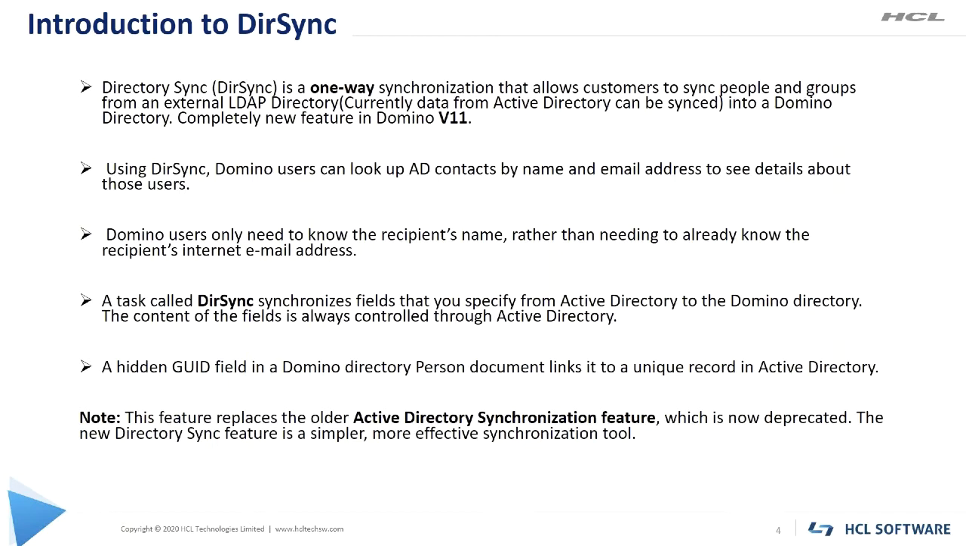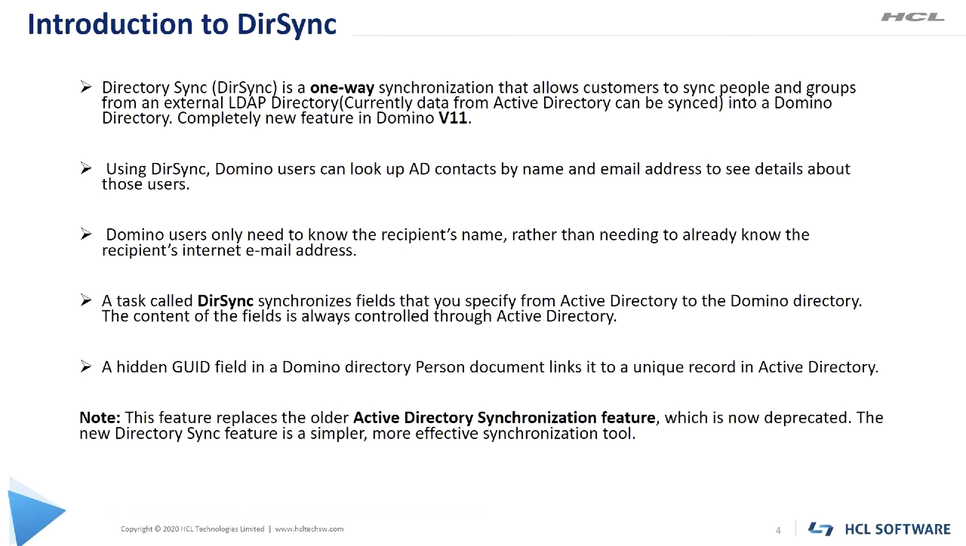DIRSync makes it easy for Domino users to address mail and view the details about the users in your organization who use other mailing platforms such as Microsoft Outlook. By enabling this feature, Active Directory users automatically have a person document in the Domino directory. So Notes users can find their address from the Domino directory rather than remembering users' email addresses.